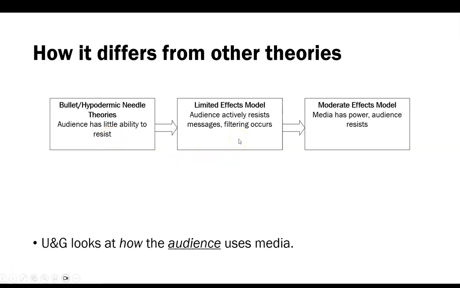Then we've talked about limited effects models where audiences do have that ability and they can filter, but the media is also responsible for kind of shaping the message. So even as if the audience is resisting certain types of messages, they might be getting a biased viewpoint on the topic. And then we have the moderate effects model, and this is where media has power, but the audience resists. And so really what this theory is doing different than these is it's really recognizing the audience's role and the power that the audience has in choosing media.